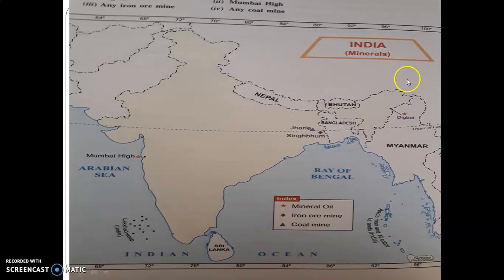Next, mineral deposits. As we know, Jharia is the oldest coal field in India. So this is the location of Jharia, that is in Jharkhand. Singbhum, that is an important iron ore mine. Next location is Digboi. Digboi is the oldest oil field in Assam. Next is Mumbai High. Mumbai High is an important offshore oil field of India.